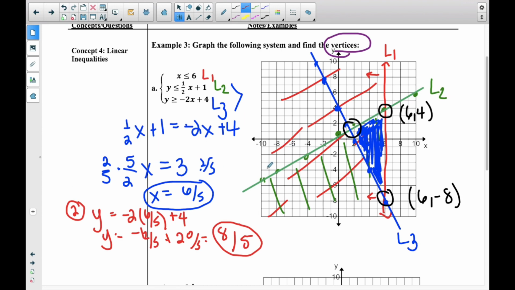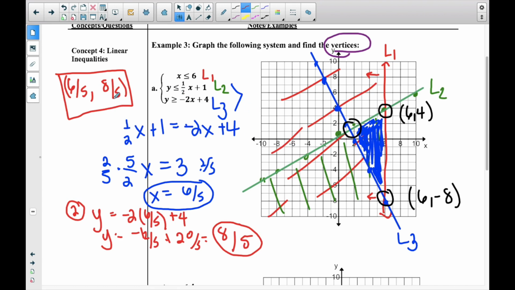Let's double check that again. 8/5 is like 1 3/5, and that's the y value. Yeah, that looks pretty close. So I'm going to say my answer is 6/5 and 8/5 for my third intersection point. I guess I should draw it over here, but that is my third intersection point.